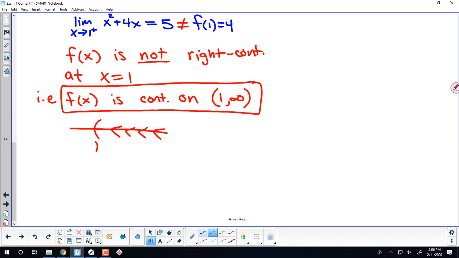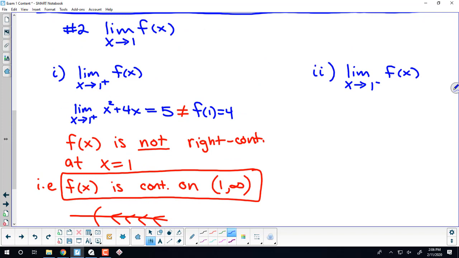And then we'll do the same exact thing for the limit at 1 from the left. So we're going to use the function 4x to compute this limit. We're going to get 4 there, and again, we're noting that this is the same as f of 1. So what do we know about continuity here from this piece? It is left continuous at 1.